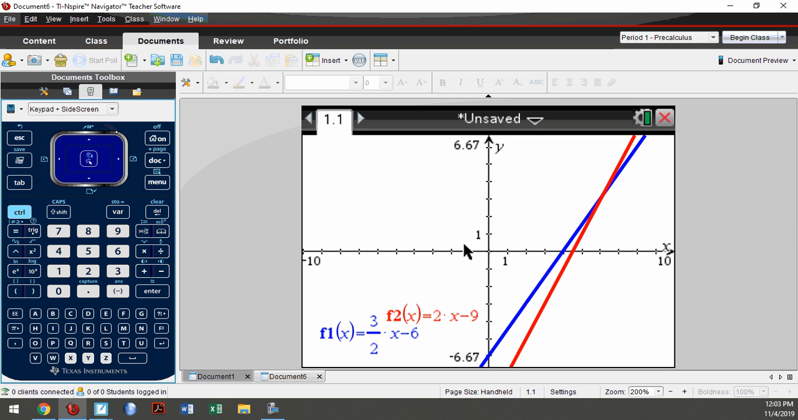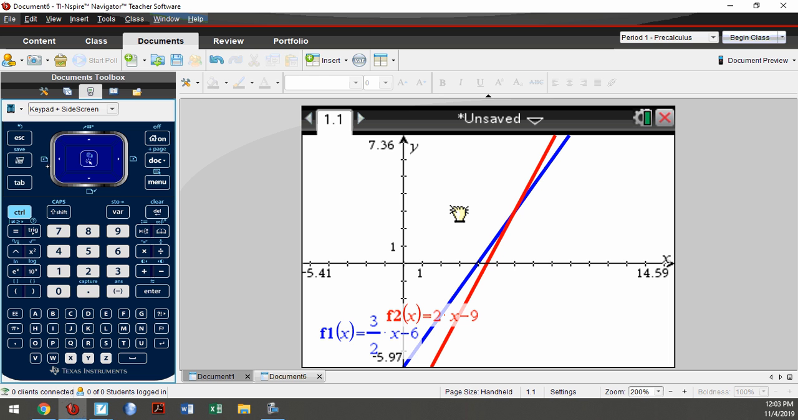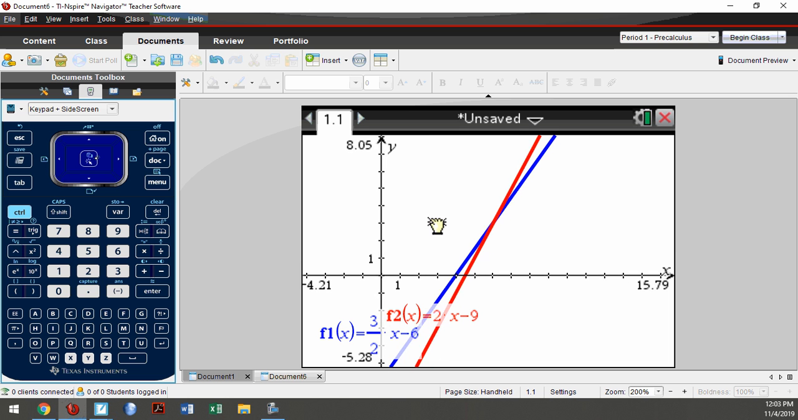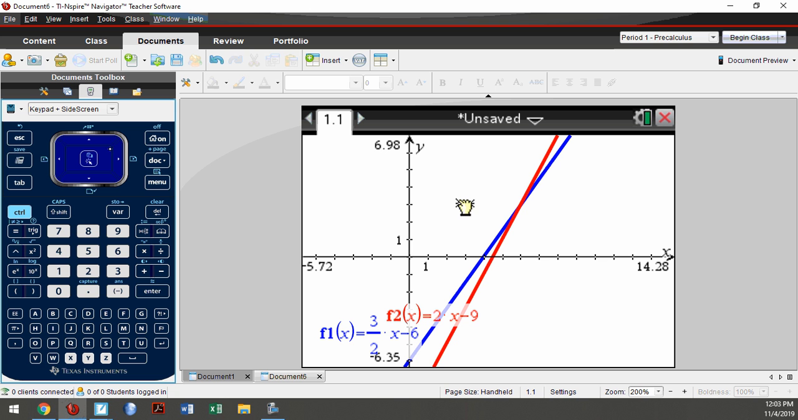Let's say I can't see where my intersection point is. If I get my mouse where I want it to be and hit Control, click, do you see how it turns into a hand on the page? Then I can physically pull the page so the intersection point is more centered for me. Escape releases it. You don't have to do those things, but those are some options for you.